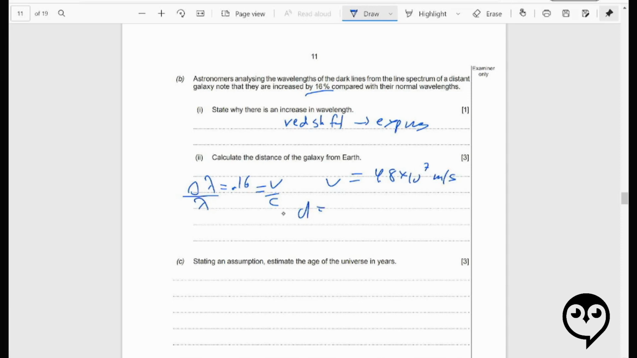Okay, if you remember here, we're going to have to take this velocity and divide by the Hubble constant. The Eduqas data booklet tells us that the Hubble constant is 2.2 times 10 to the negative 18. Okay, so the distance that this galaxy is away from Earth is, are you ready for this? 2.18 times 10 to the 25 meters. So that's a bit of a trip.